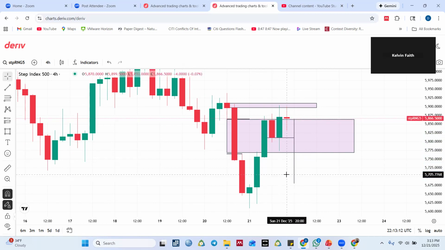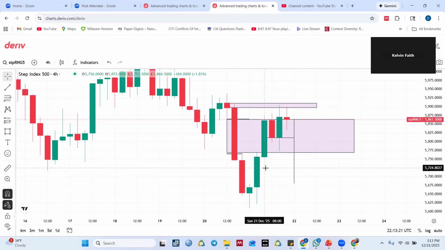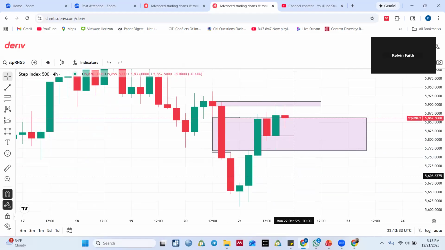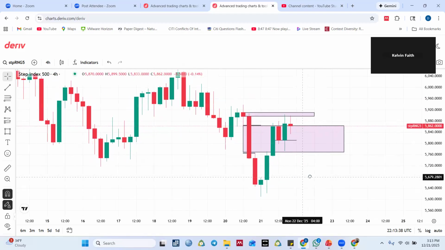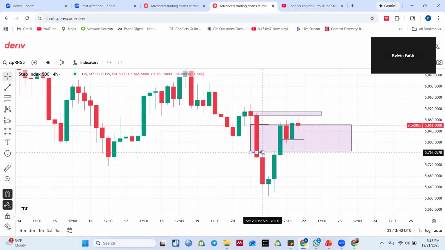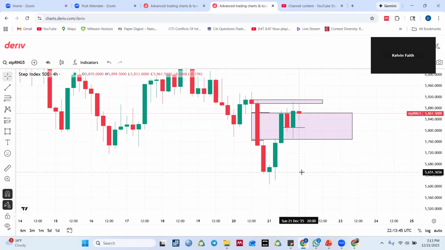So fair value gaps should guide you into areas where you should be taking profit, because they work a lot. Most times there will be reactions, or the market will want to respect those fair value gaps. But like I said, not all fair value gaps will be utilized. They can give you a lot of good information about where to take your profit, where to close your trades, or where to even take your entries from.